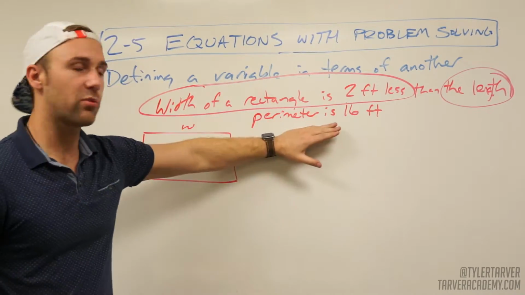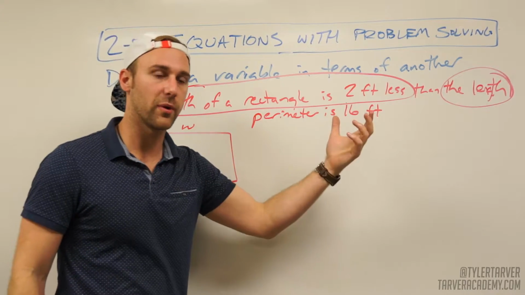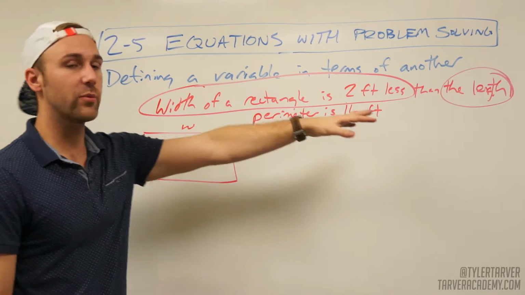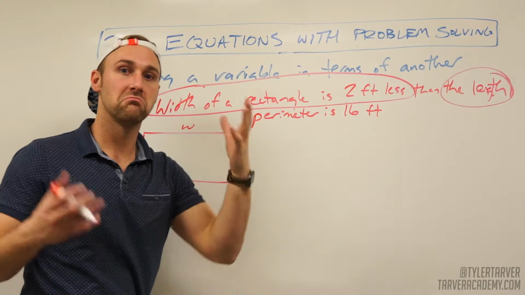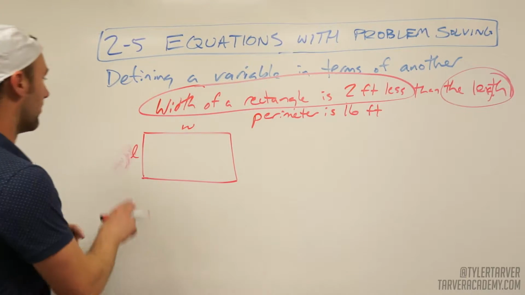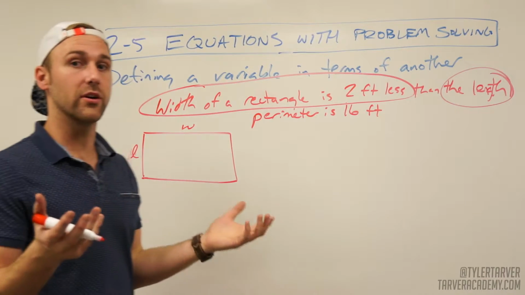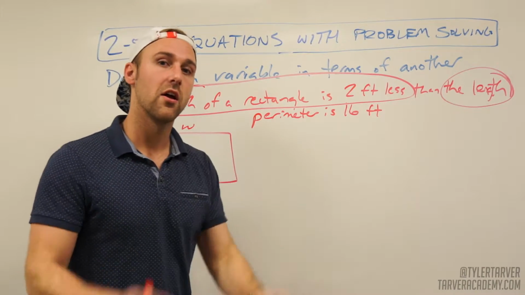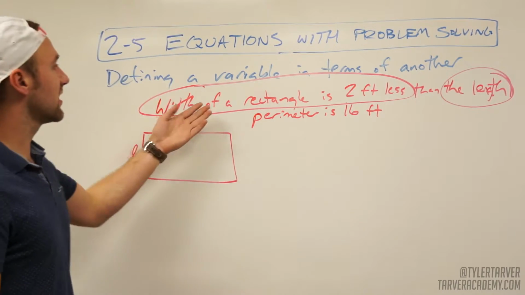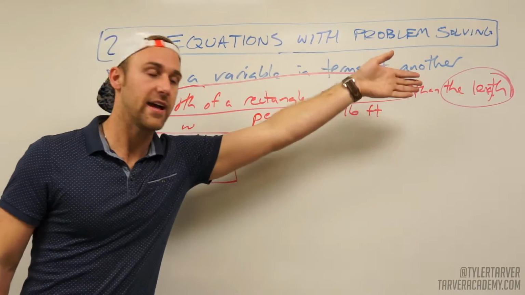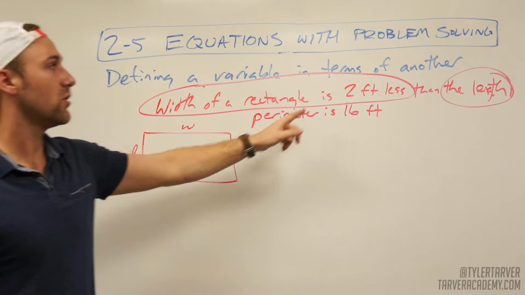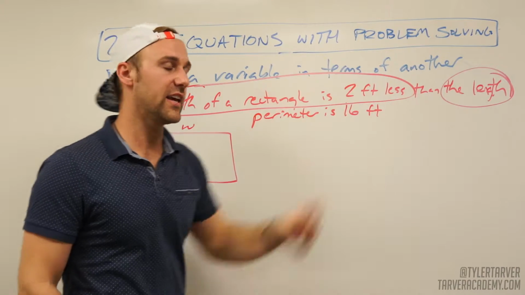And we're going to utilize the perimeter because they gave it to us and we know we're going to have to use it. All right, so the length we don't know. What's the length, everybody? Let's say it's L. I don't know it. L is my variable. L is the length. I don't know it. They gave us nothing to base that on. But they did give us something we can base on that. The width of a rectangle is 2 feet less than the length.